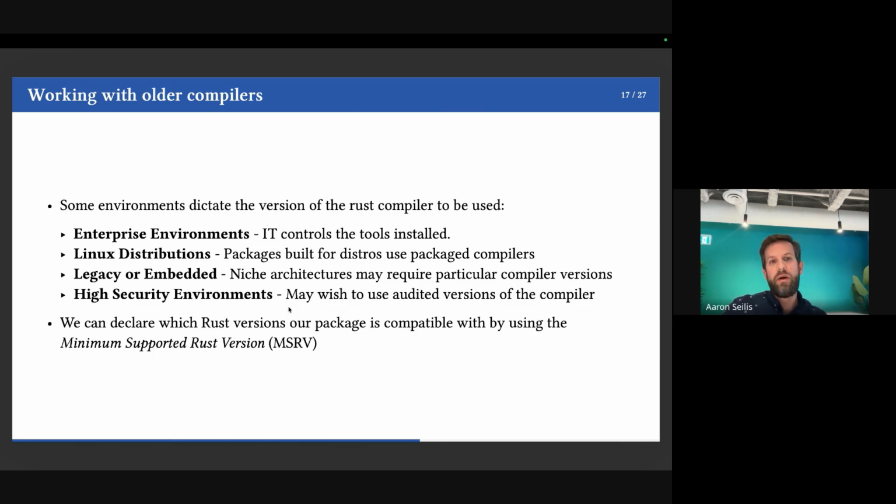Legacy systems, of course, but also embedded, which tend to have extra testing and patching on the compilers. Especially niche architectures might require particular compiler versions. I've found they're sometimes basically pinned to specific compiler versions. And then also high security environments, so they may use audited versions. There's the Ferrocene compiler, for example, which is basically an audited version of the Rust compiler.